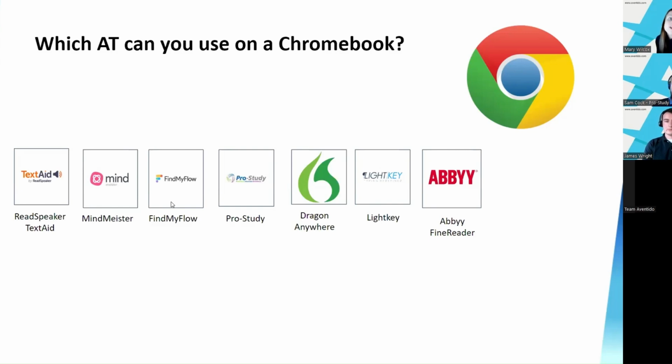With Find My Flow, you simply go to the Find My Flow website, and you're logged in, unless you've not been there for a few days. And then you access everything Find My Flow in the browser on that web app. So that's how TextAid, MindMeister, and Find My Flow work. Now Sam, because he's product specialist for ProStudy and Dragon, he will explain how that works. So I will stop sharing and pass over to you, Sam.